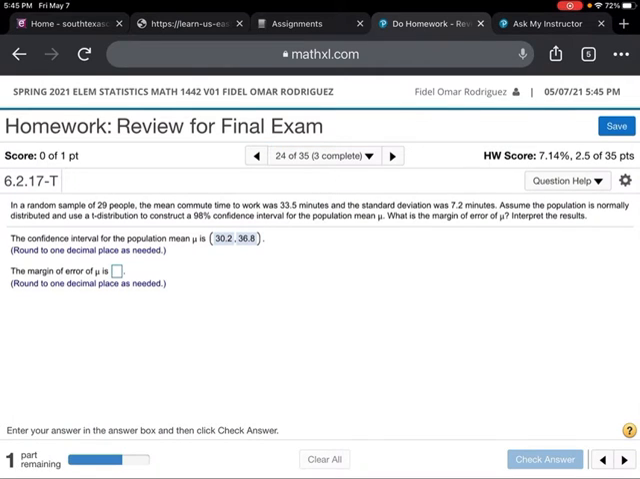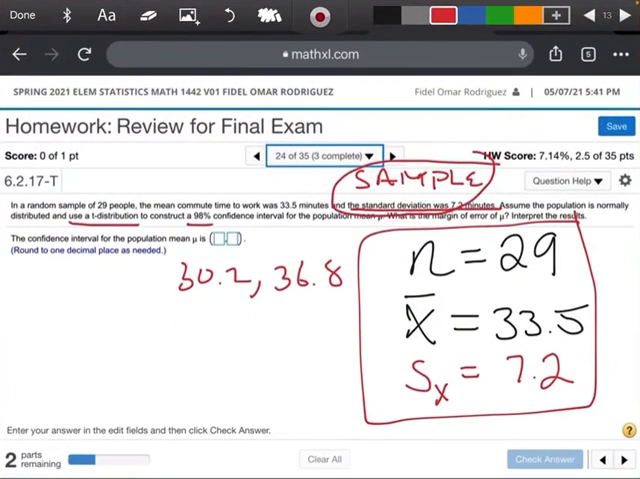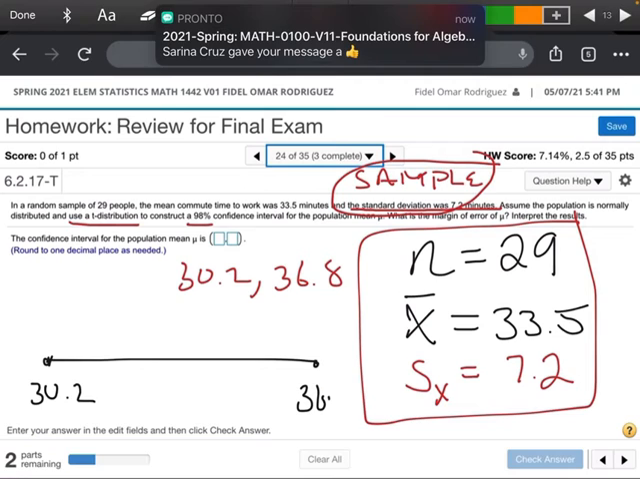Okay, now it's asking us for our margin of error. Okay, so let's see, our margin of error, what we're gonna do here is, oh, let me see, I'm trying to remember myself, guys. I'm pretty confident the way I can do it is, let's try this. So I'm gonna take a look at that number line. Okay, so here we go. Just let me get my pen going. All right. So this is 30.2, this is 36.8.